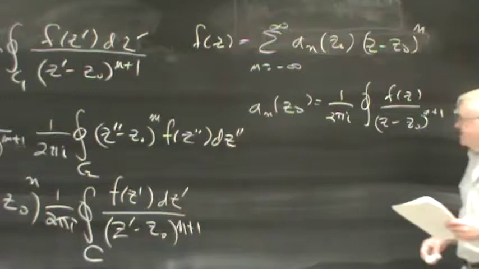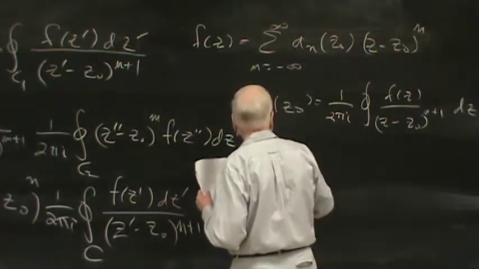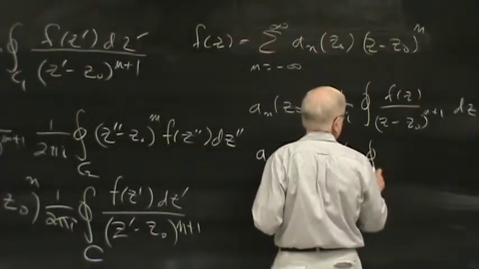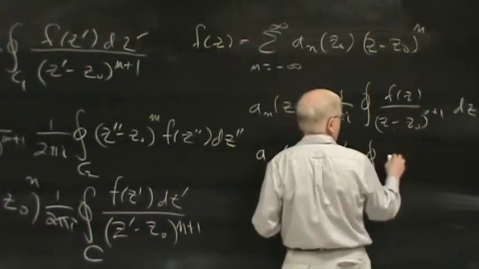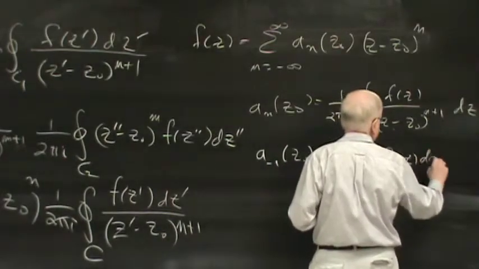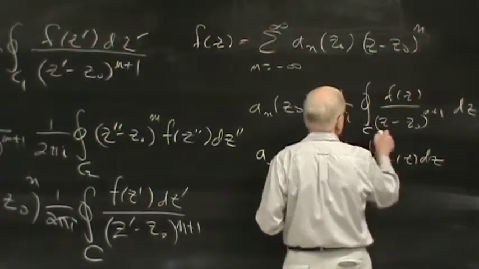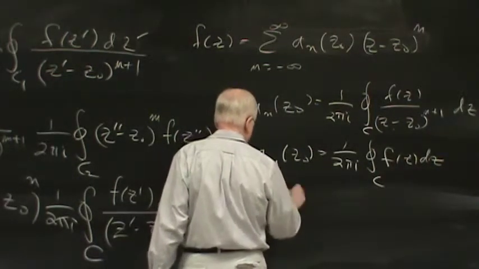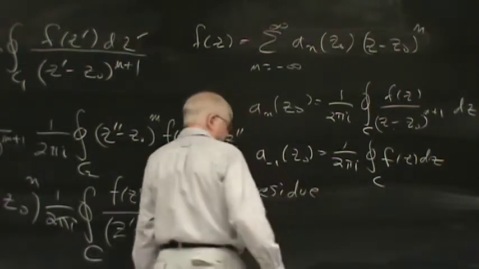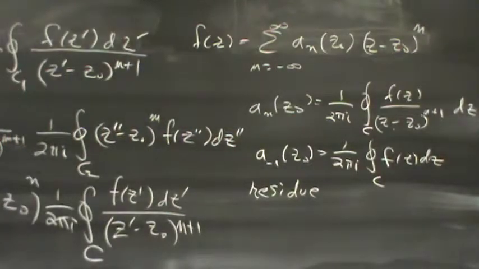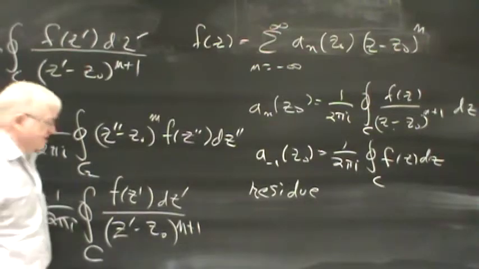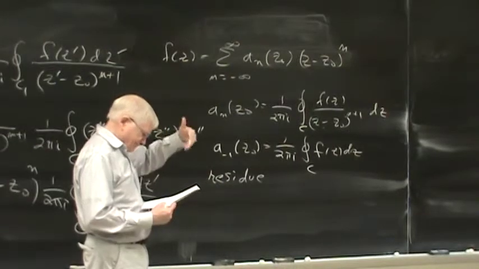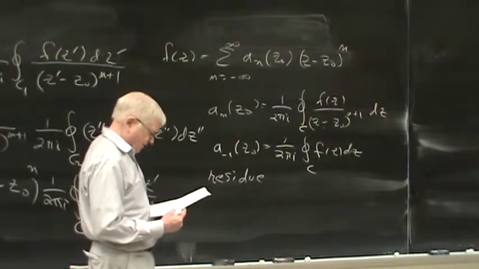There's a special case, a_minus 1, which is 1 over 2 pi i times the integral. When n is minus 1, this goes away, and it's just f of z dz around this contour C. This is called the residue. Not quite sure why, but anyway, it's called the residue. And we'll see that we can say a little bit more about that later.